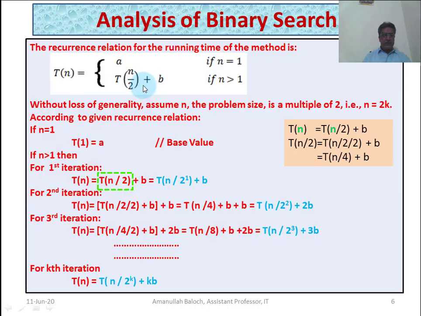So if there are more than one element, that is n is greater than 1, 10 is greater than 1, then it will proceed with this recurrence. And if there is only one element, the time will be calculated this way, and it will be the constant time, that is a. This was the recurrence of the binary search algorithm, and we will analyze the running time of this algorithm through this recurrence. Without loss of generality, assume n, the problem size, is a multiple of 2.